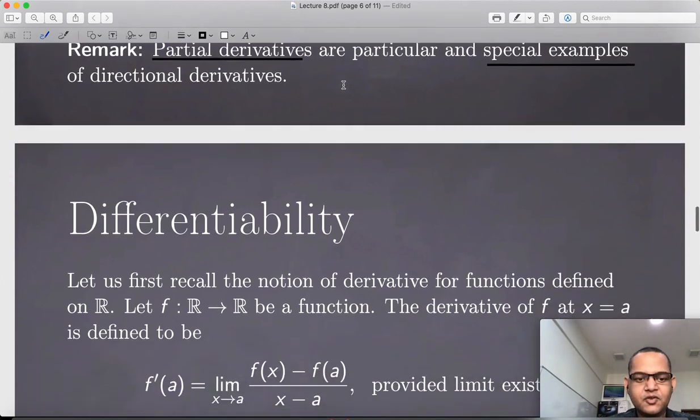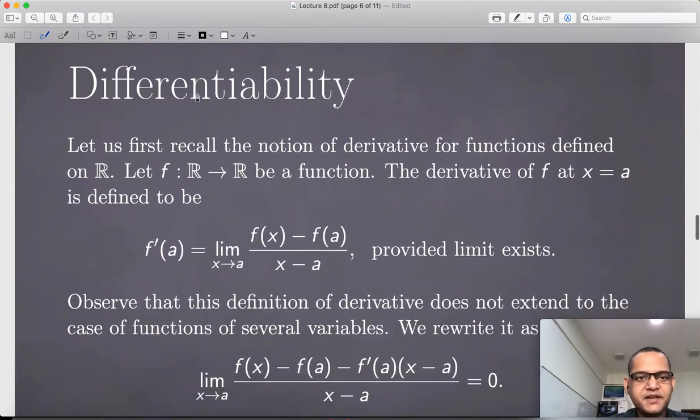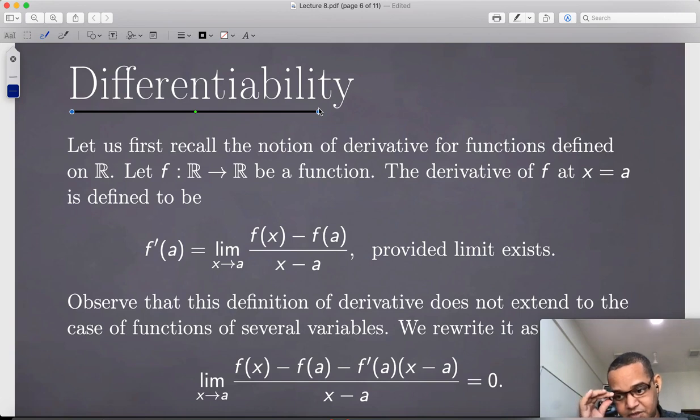All right. So now we define what is differentiability in general. So far we have just talked about the derivative in a given direction. Now we are going to talk about functions of 2 and 3 variables, and if I allow both the variables to change simultaneously in all possible ways, then what is it we are going to get.